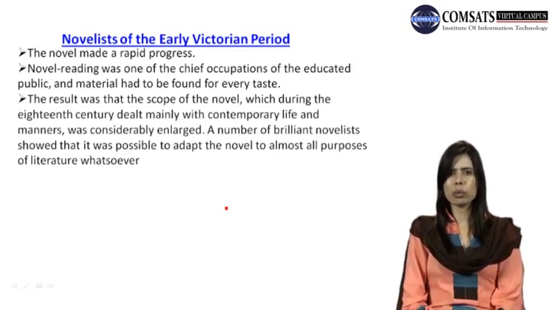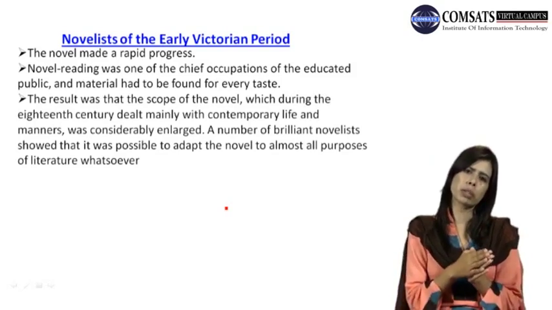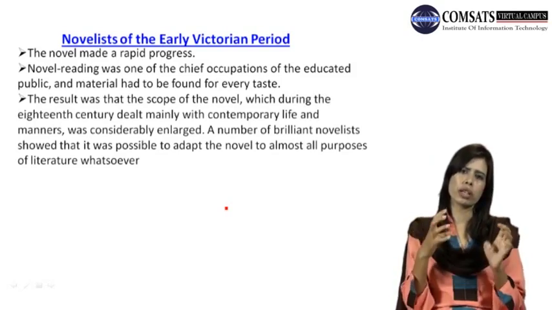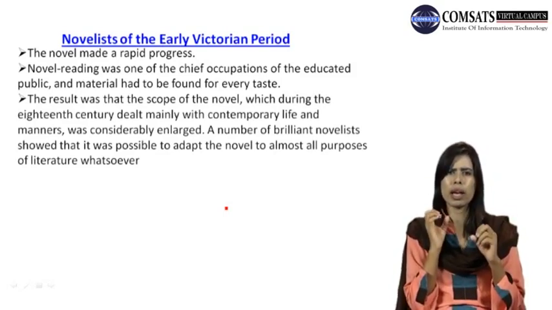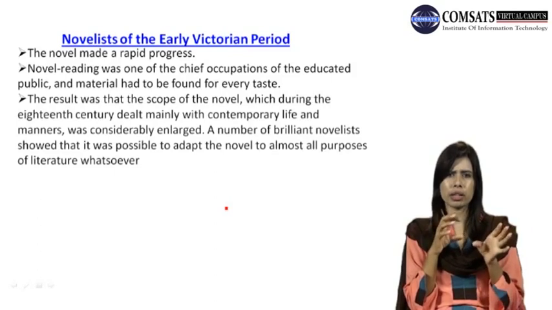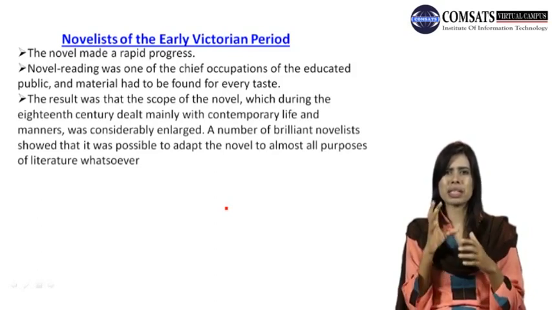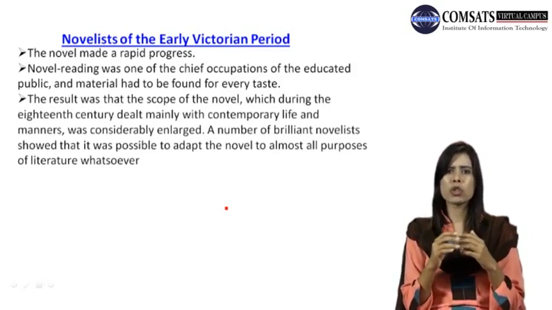A number of brilliant novelists showed that it is possible to adapt the novel to almost all purposes of literature whatsoever. So whatever the purpose of literature is, you can write each and everything in the novel. You can adapt the novel and present any kind of reality in it. So that is very important. That is why novels made progress in the Victorian age. So that was a golden period for the novelist as well.